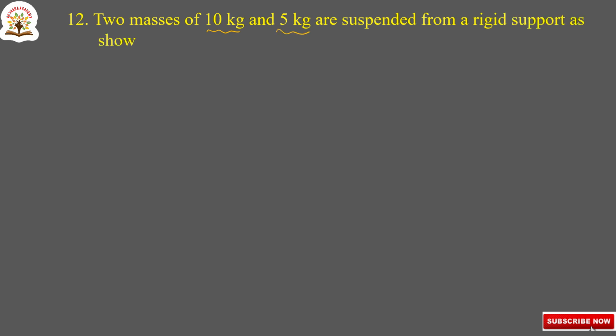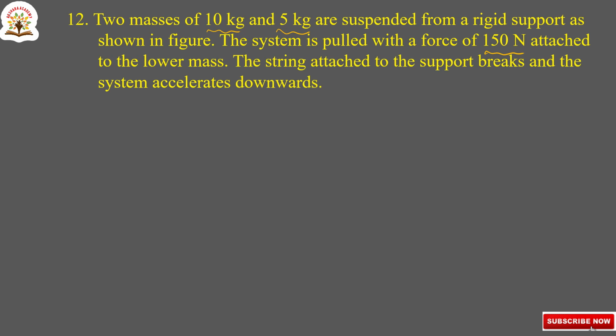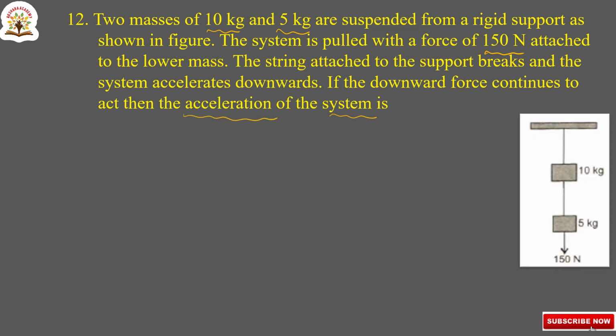12th one. Two masses of 10 kilogram and 5 kilogram are suspended from a rigid support as shown in the figure. The system is pulled with a force of 150 newtons attached to the lower mass. The string attached to the support breaks and the system accelerates downwards. If the downward force continues to act, then the acceleration of the system is, here we have to calculate the acceleration of the system. See the picture.